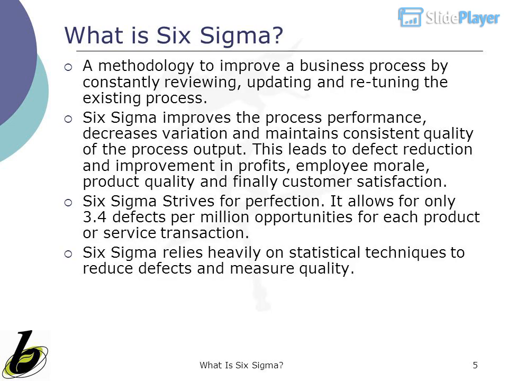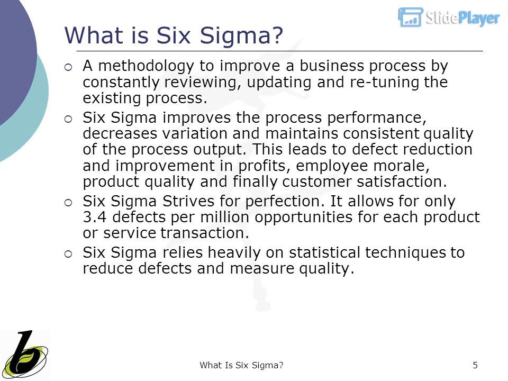What is Six Sigma? A methodology to improve a business process by constantly reviewing, updating and retuning the existing process. Six Sigma improves the process performance, decreases variation and maintains consistent quality of the process output. This leads to defect reduction and improvement in profits, employee morale, product quality and finally customer satisfaction.